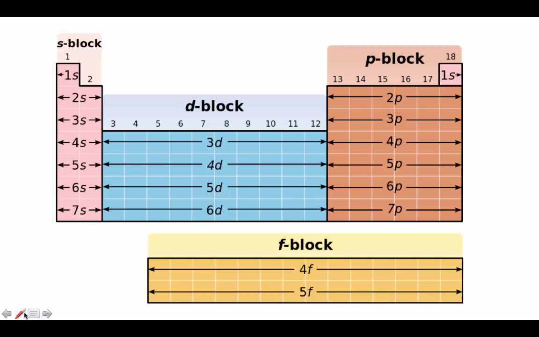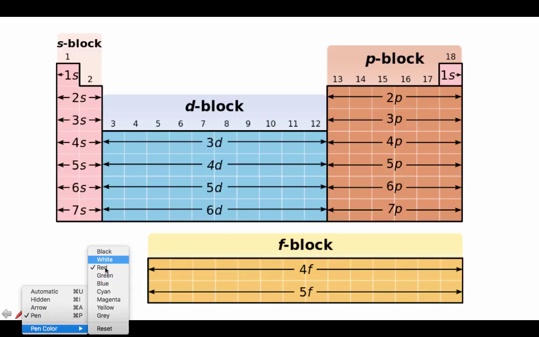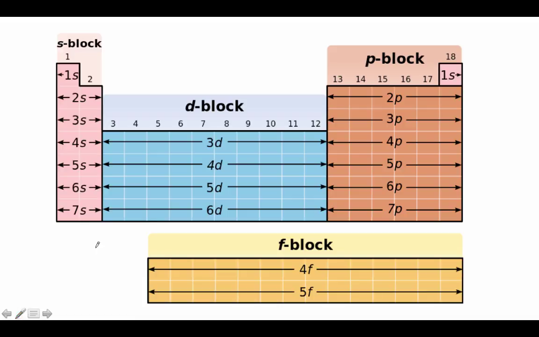I make sure that I'm choosing the color that I want. I asked students to label what period each of these blocks pertains to. Within the S block, all of the elements in this first period, which are just hydrogen and helium, have a 1s right here. Then students label the 2s, 3s, 4s, 5s, 6s, and 7s.